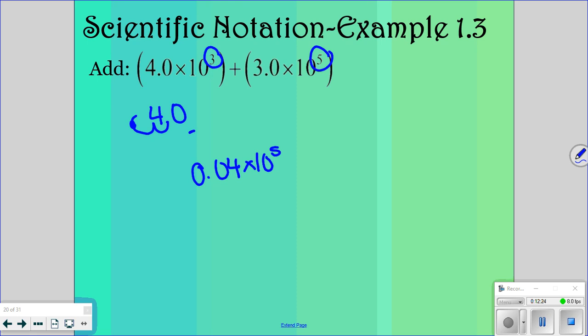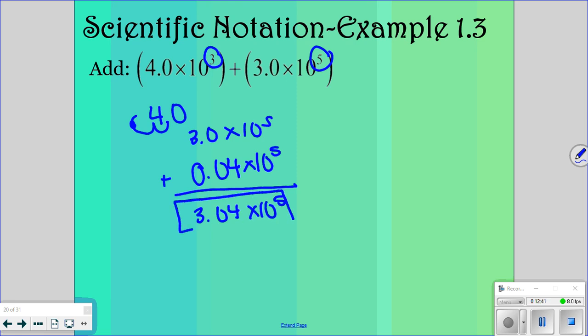And then this top number is 3.0 times 10 to the 5th. And so now that the exponents are the same, we can add them together. So we get 3.04 times 10 to the 5th for your answer.